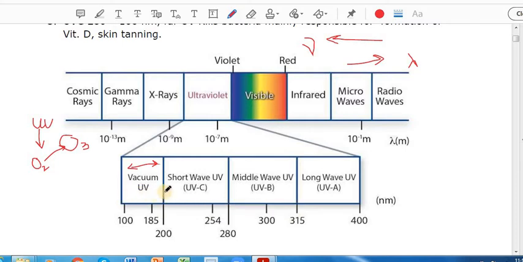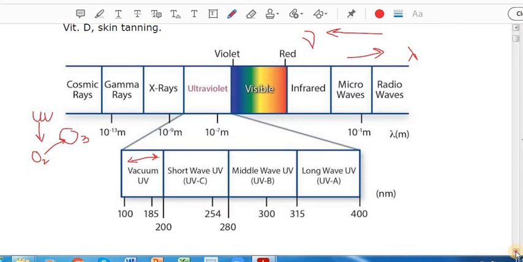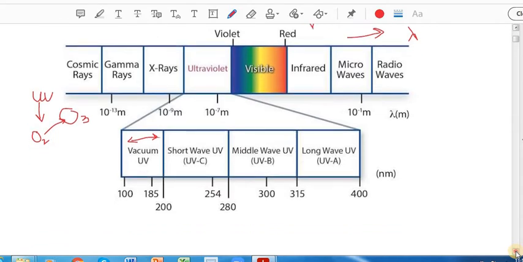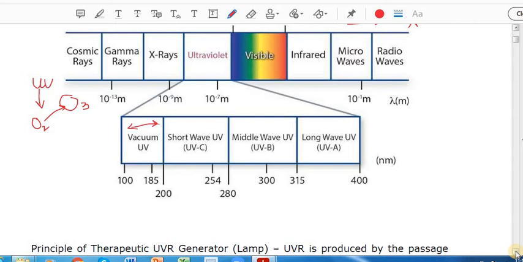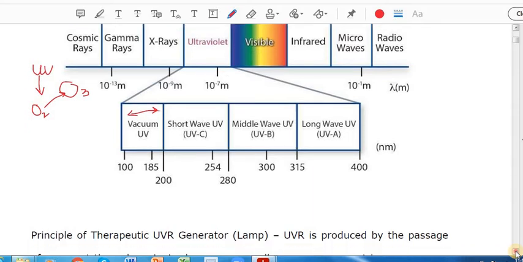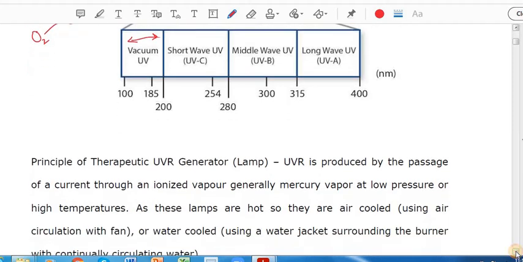So if the wavelength drops below this, and if the frequency rises above the C value, the UV has a special name known as the vacuum UV, because now the ultraviolet radiations are so small in wavelength that they are not able to penetrate the atmosphere, rather they get absorbed in the atmosphere, and if you want travelling or propagation of such waves, you need vacuum. So there is a special name given as vacuum UV.